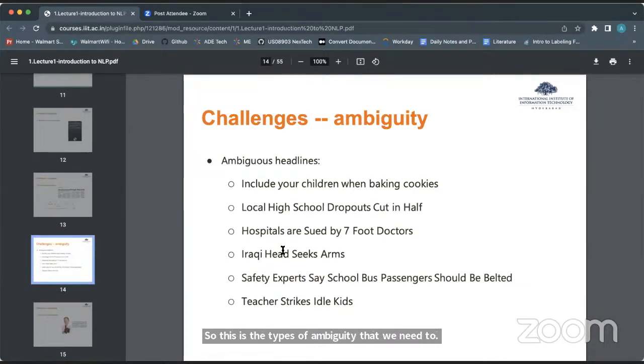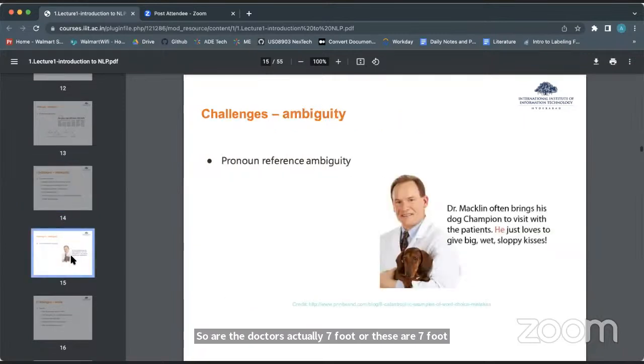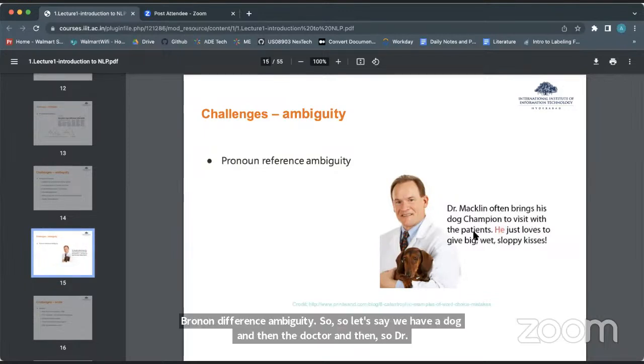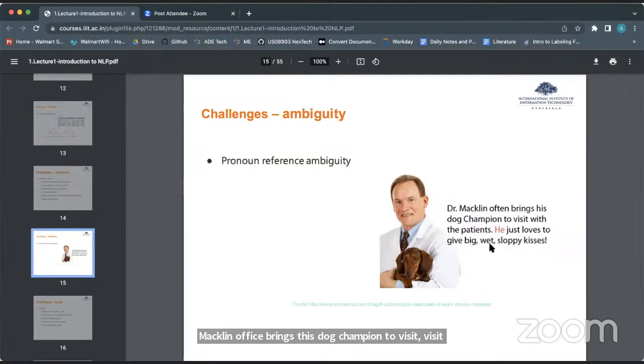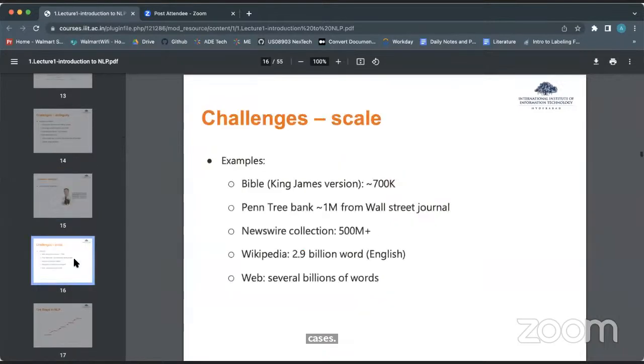These are a couple of examples of ambiguous headlines. Misinformation can be spread using this ambiguity: "Hospitals are sued by 7 foot doctors." Are the doctors actually 7 foot, or are these 7 foot doctors? These are daily examples that we see everywhere, every day. And there's pronoun reference ambiguity. Let's say we have a dog and a doctor: "Dr. Macklin brings his dog Champion to visit with the patients. He just loves to give big wet sloppy kisses." Is it the dog or the doctor that wants kisses? So these are the different types of ambiguities.